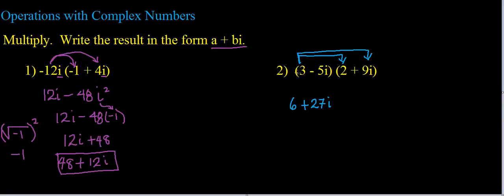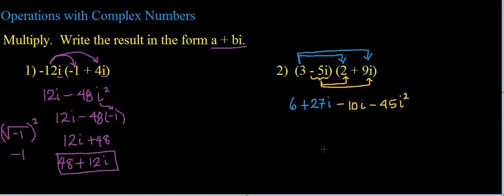Now that we're done with the 3, I'm going to grab negative 5i. So I'm going to grab negative 5i and I'm going to multiply it times 2. That's going to give you negative 10i. And then I take that same term again and multiply it times positive 9i. So negative 5i times positive 9i, that will give you negative 45. And again, we're multiplying i times i. You're going to get i squared.